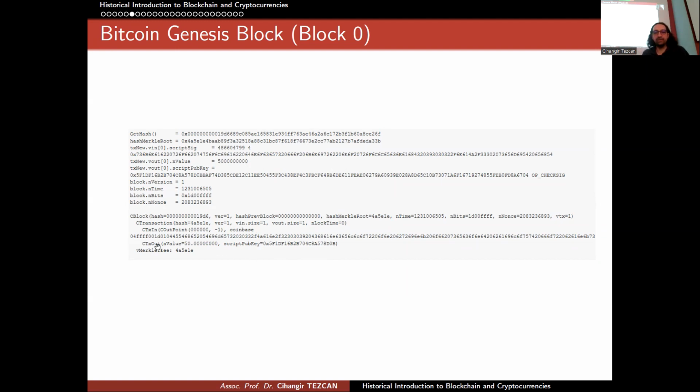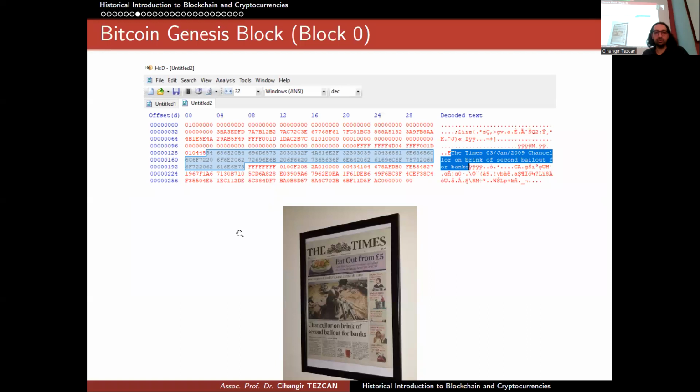So this hexadecimal value contains the account, but there is also information embedded in this hexadecimal value. So let me show you here. If you use a software, I mean, you can of course write your own code, but I prefer this free software to decode these hexadecimal values. So this is the whole Genesis block, the start of the Genesis block. And this part is the Coinbase transaction part.